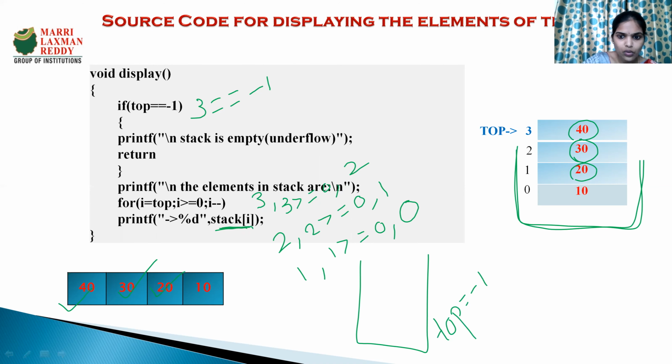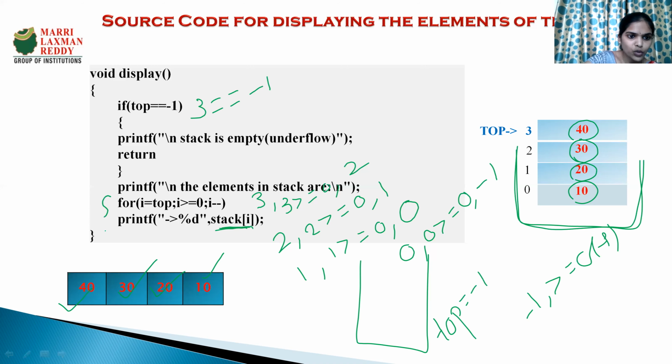Again I is 0. Is 0 greater than or equal to 0? Yes, and next the I is decremented to -1. Now stack of 0, that is 10, got displayed. Again I'm checking whether -1 is greater than or equal to 0. The condition is false. So we exit from the for loop, and all the elements present on the stack got traversed and displayed. This is the display function to traverse the stack.